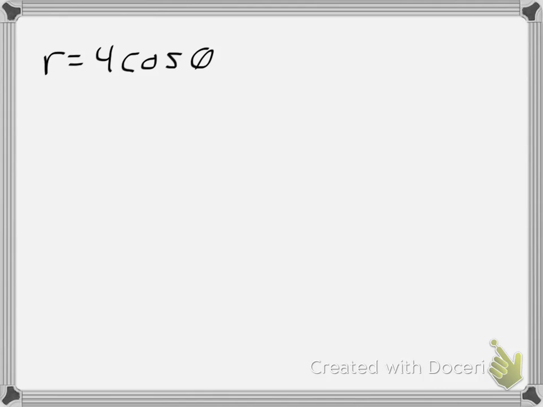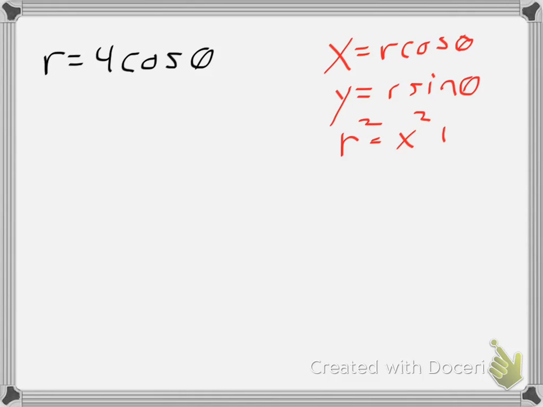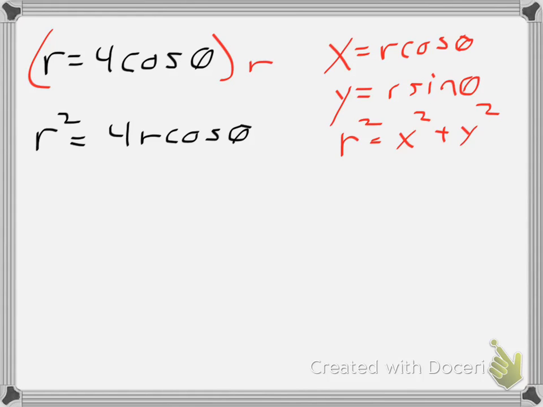So the first thing I can do is get this so I can apply one of my conversions, which are x equals r cosine of theta, y equals r sine theta, or r squared equals x squared plus y squared. Some of the more common ones. If I multiply each side by r, I'll get r squared equals 4r cosine of theta.